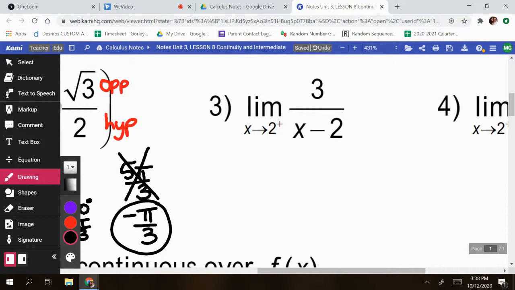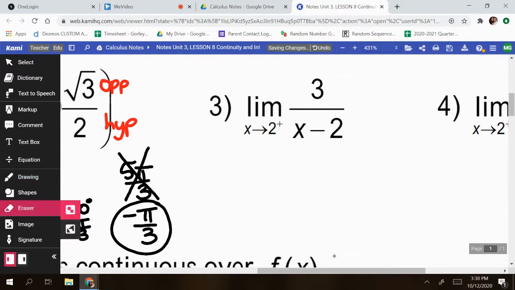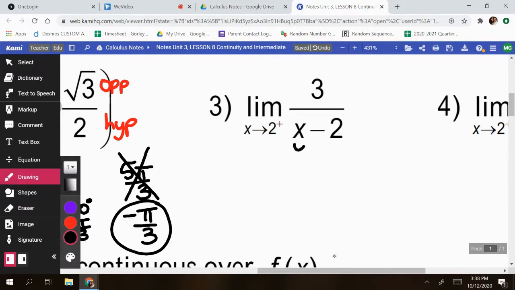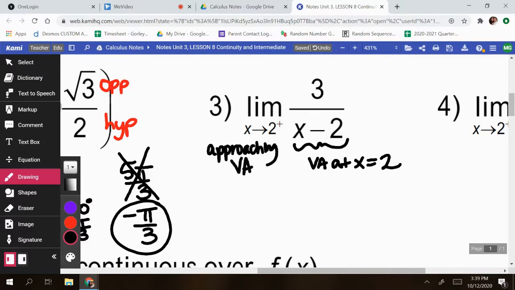In part 3, we're doing a limit problem. Instantly, I can see that this is already reduced. I cannot factor it to reduce it any further. And you're going to see that we have an x minus 2 factor left in the denominator. That means we have a vertical asymptote at x equals 2. So notice I'm approaching 2, but I'm approaching 2 from the right-hand side. So as soon as I see that I'm approaching a VA, I know that my limit, my right-hand limit, is either infinity or negative infinity.